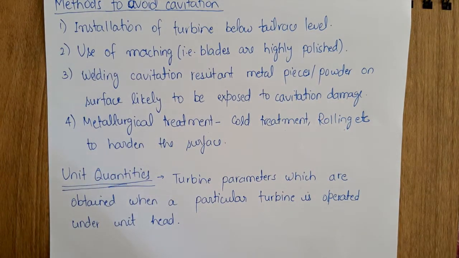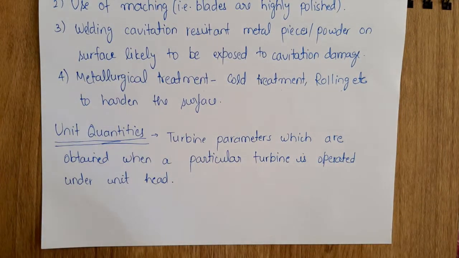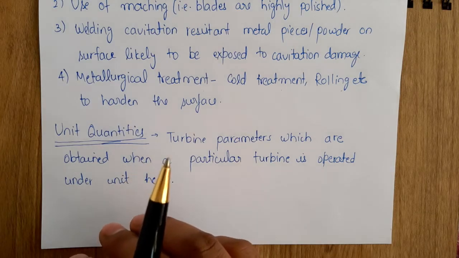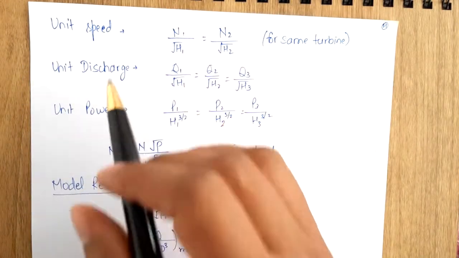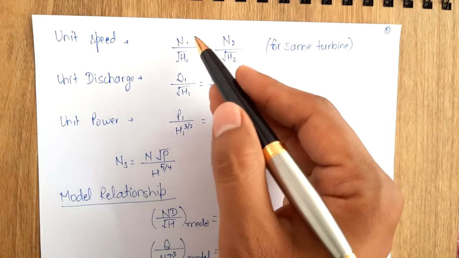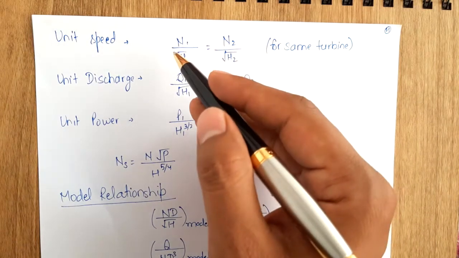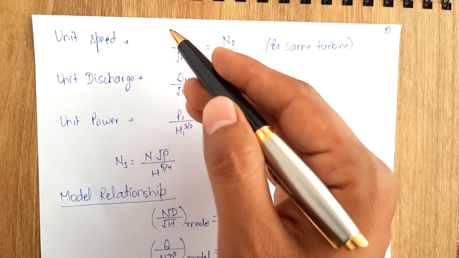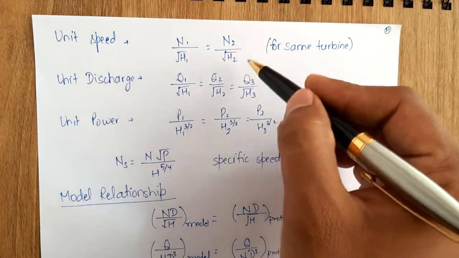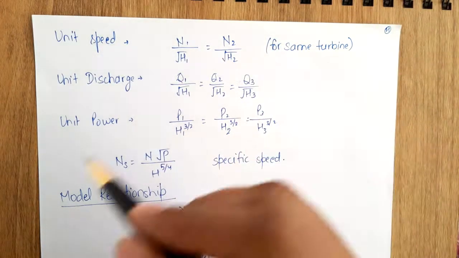to harden the surface. There are some unit quantities. We will see turbine parameters which are obtained when a particular turbine is operated under unit head. Okay, under unit head, what are the terms we obtain? We give it by the term unit quantity. The unit speed is the speed at which the turbine is rotated, and for the same turbine it can be given as N1 upon root H1 equal to N2 upon root H2. If at the H1 head the turbine is running at N1 speed, then at H2 we are having N2, that is the speed of the turbine at H2 head.